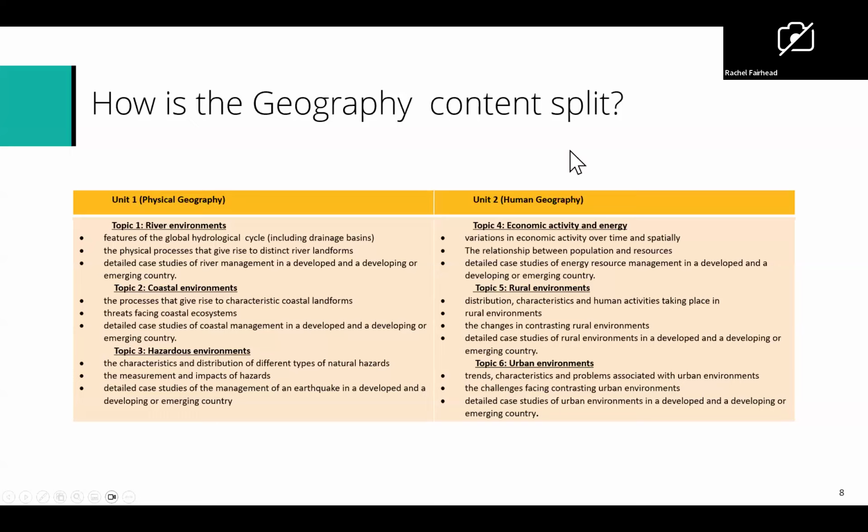But with this as well, it does actually show you how modular can work. So you can do all of unit 1, the physical geography, and sit the exam at the end of year 10. Then you can focus year 11 on doing the human geography and sit the exam at the end of year 11, or vice versa. It doesn't have to be that way round.